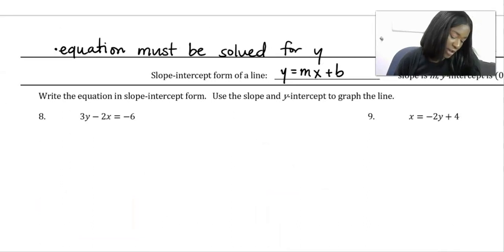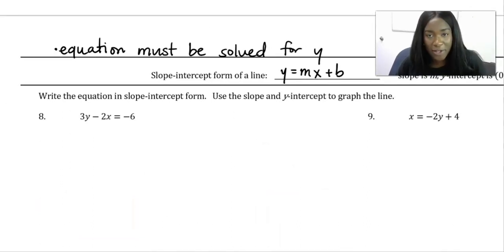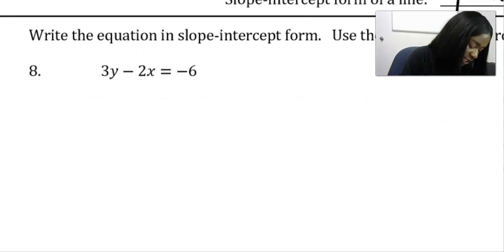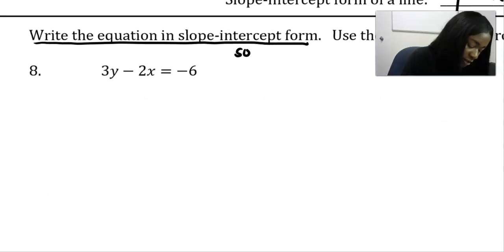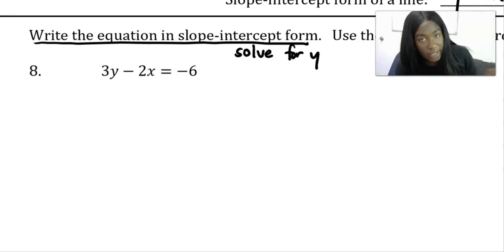Okay, so write the equation in slope-intercept form, and use the slope and the y-intercept to graph the line. So first things first, if we want to write the equation in slope-intercept form, this part alone means solve for y. Don't plug things in, just solve for y. Okay, so let's solve for y.